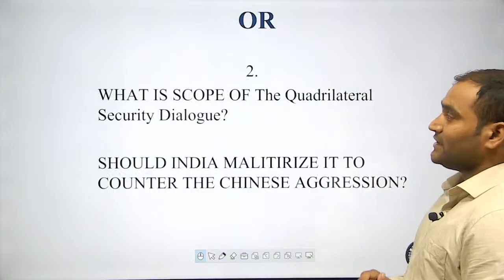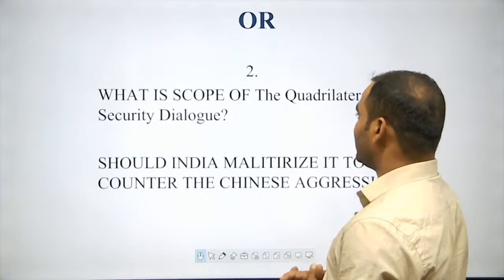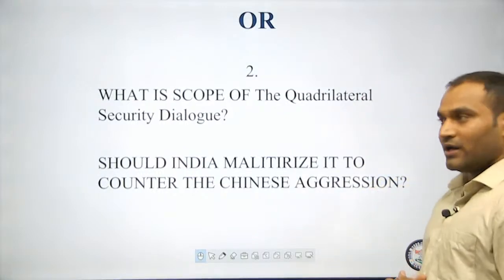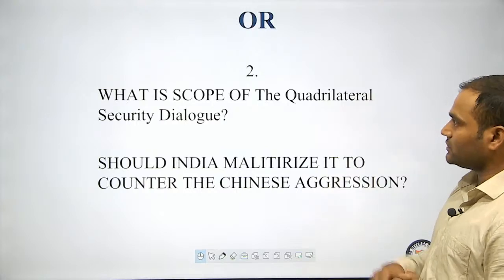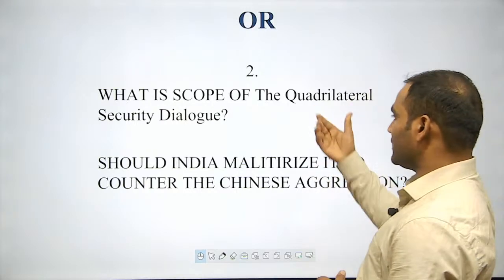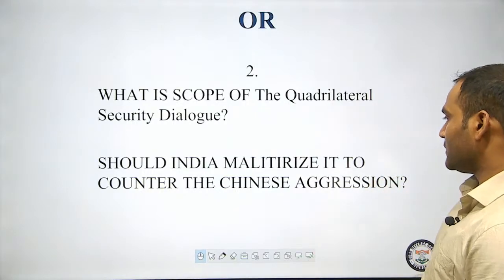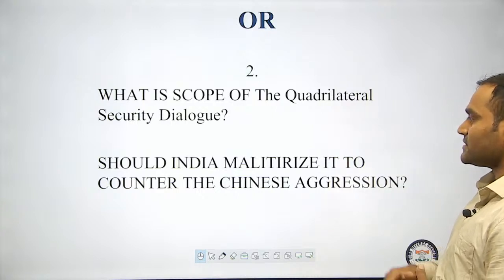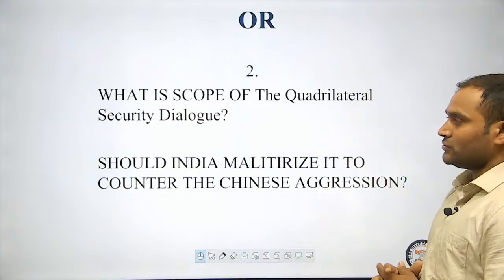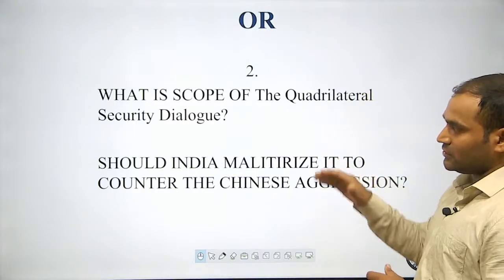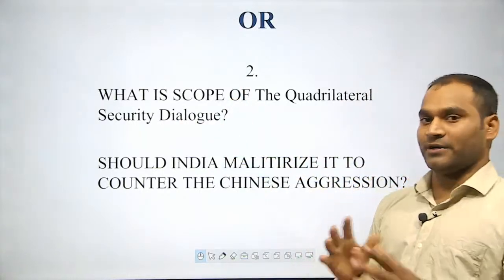The second topic is: what is the scope of the Quad, the Quadrilateral Security Dialogue, and should India militarize it to counter Chinese aggression? You all know the quadrilateral members are India, the US, Japan, and of course Australia, which has been invited to this military exercise. India is trying to use it to counter Chinese aggression. Is it a good decision or not, that you have to discuss. So in topics 1 and 2, you have to decide which topic you want to discuss.